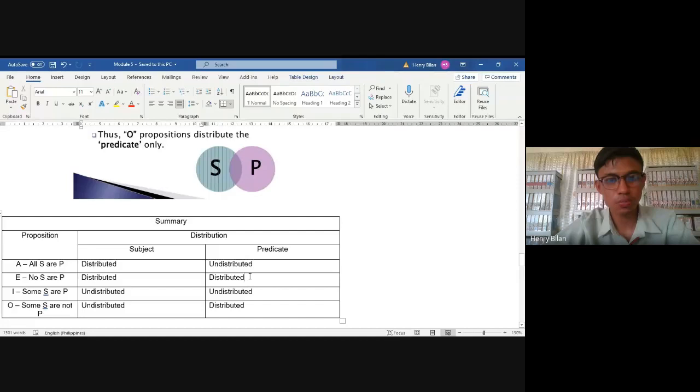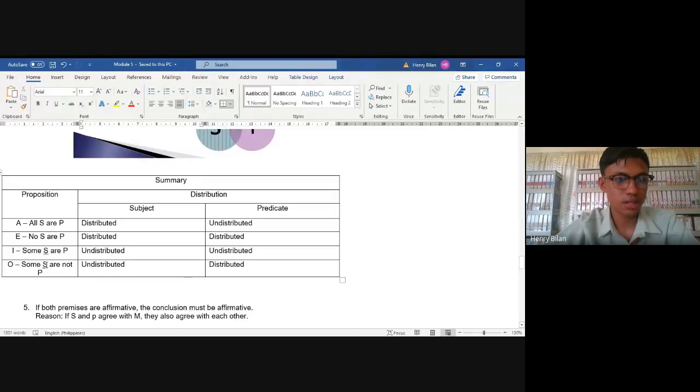Pagpunta mo ng I, some S are P. Undistributed na pareho. Because they only refer to a part of the whole. Some nga eh, some lang. Hindi siya all, hindi siya no, hindi siya every. Pagpunta mo sa O, some S are not P. Undistributed yung subject, some. And then, distributed yung predicate, not P. Walang S. Ilang S ay hindi P. Ayan.